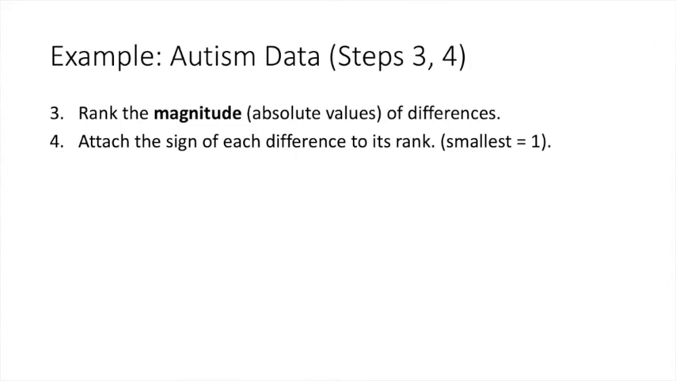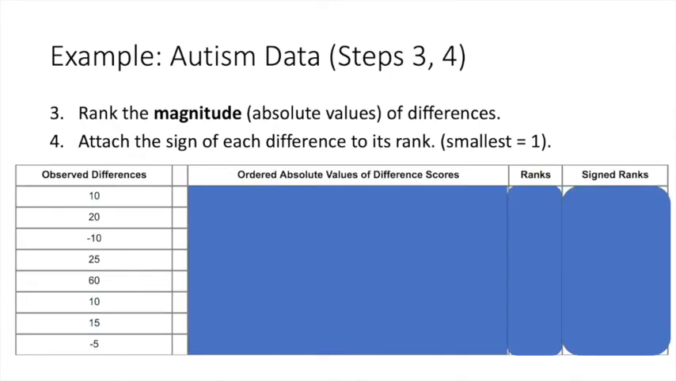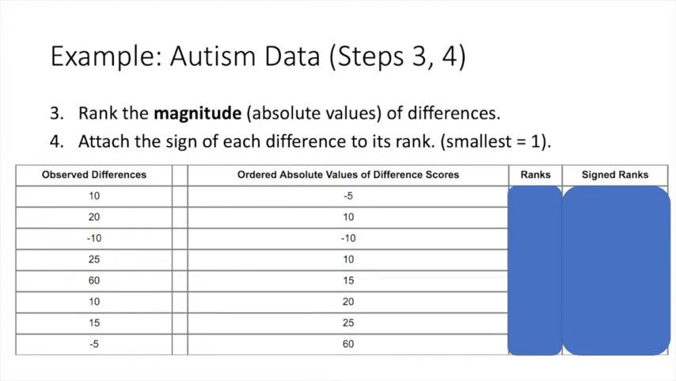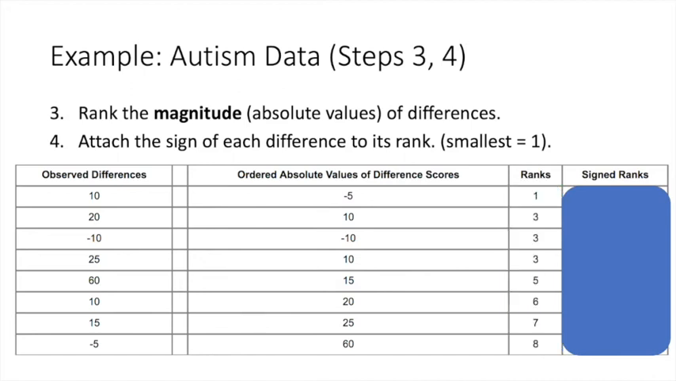So let's consider the autism data again. Here we shall rank the magnitudes and then attach the signs to these ranks. So here are the observed differences. First, we order them according to their magnitudes and by ignoring their signs. Thereafter, we give the ranks. Here the smallest difference gets a rank of 1.